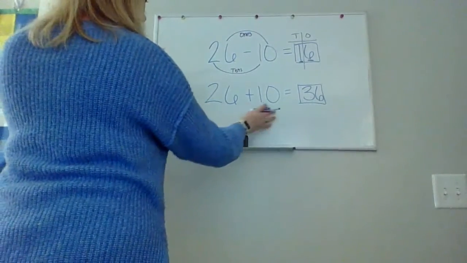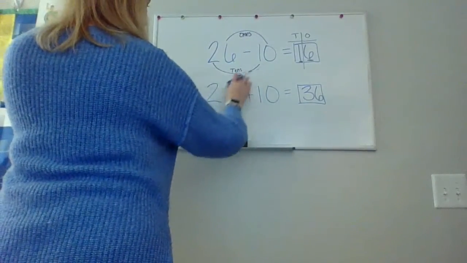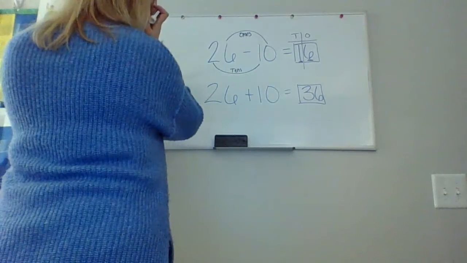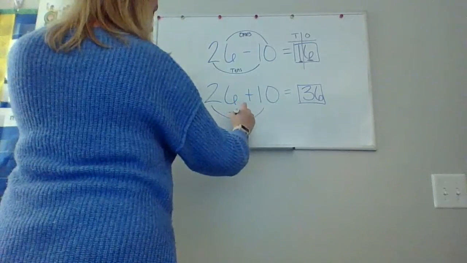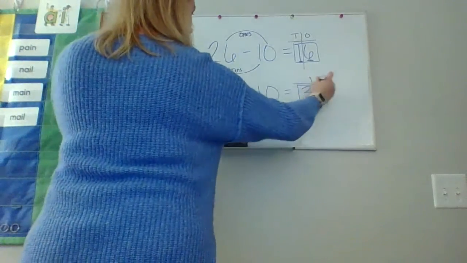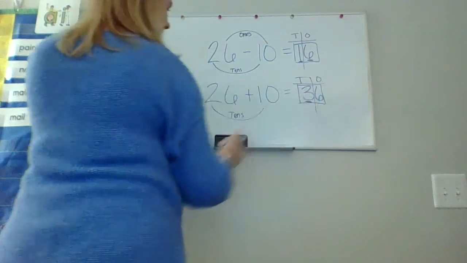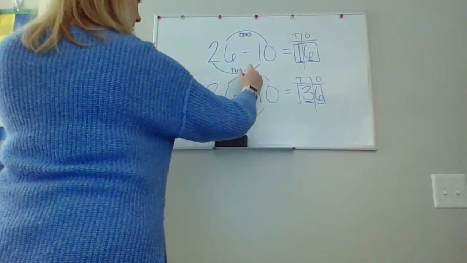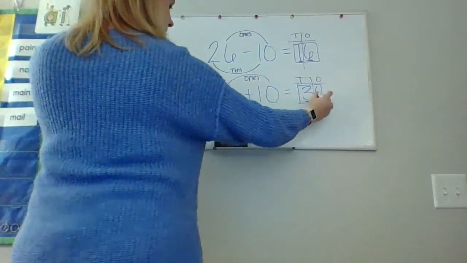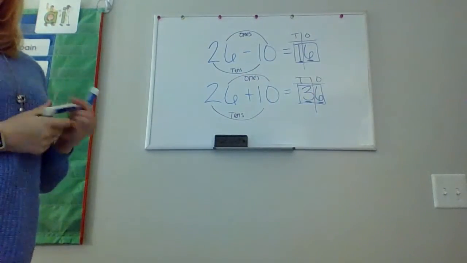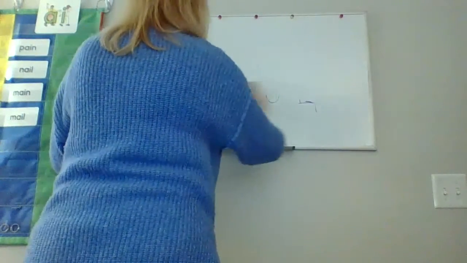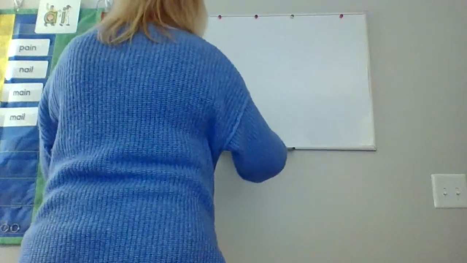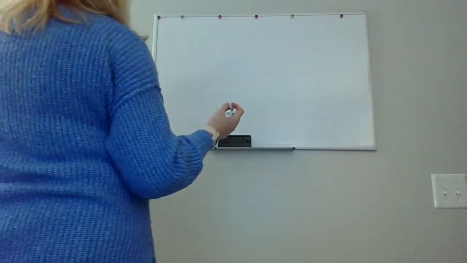Another way to look at it for plus 10 is the same thing. You add the 2 and the 1 to get 3, so that is correct. And you add the 6 and the 0 to get 6, so that is correct. Quick little review. Now, I would like everyone to write down these two problems, and I would like you to solve them.